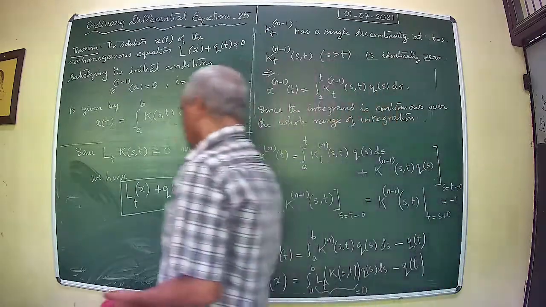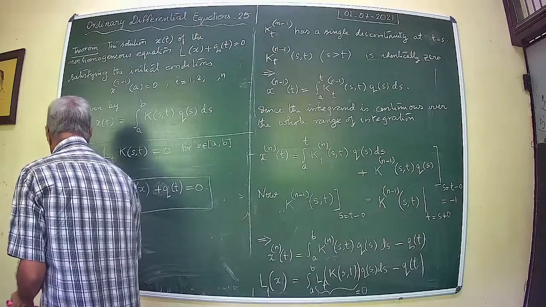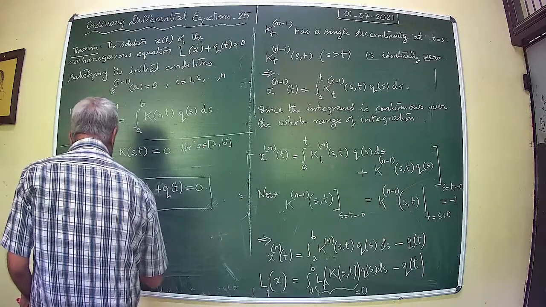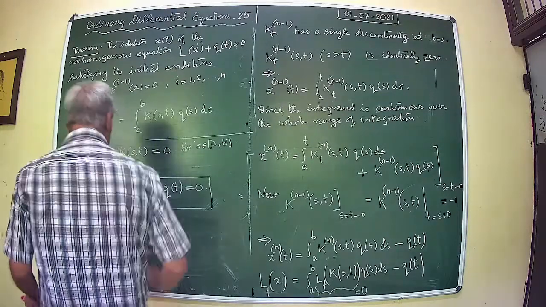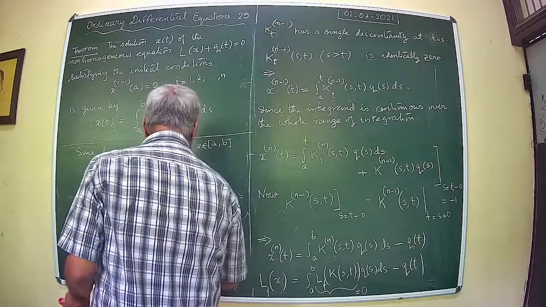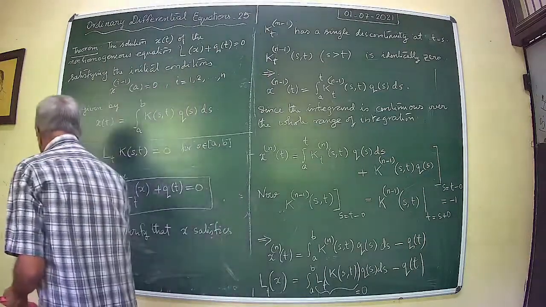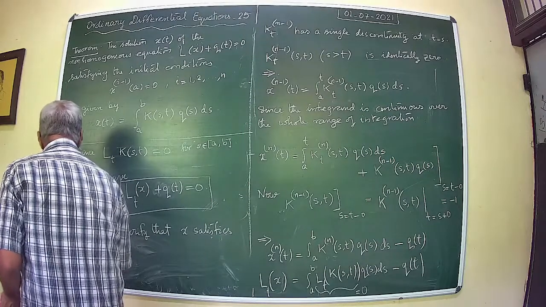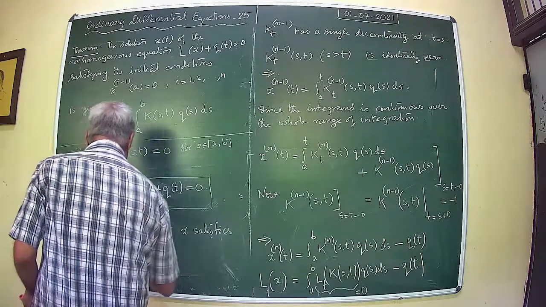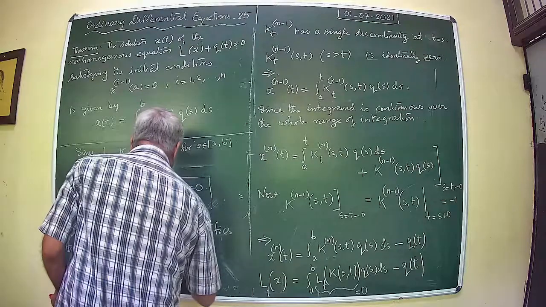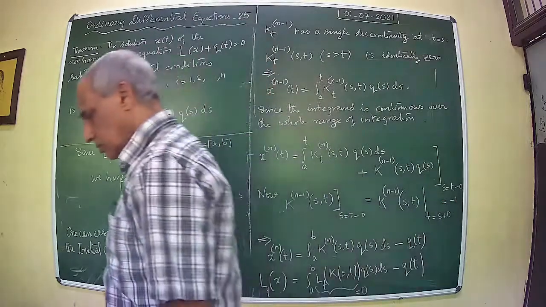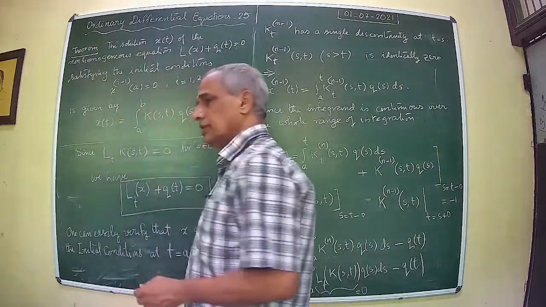Okay, now one can easily verify that the initial conditions hold, that comes from the definition of k(s,t). Okay, so that completes the proof of the theorem.